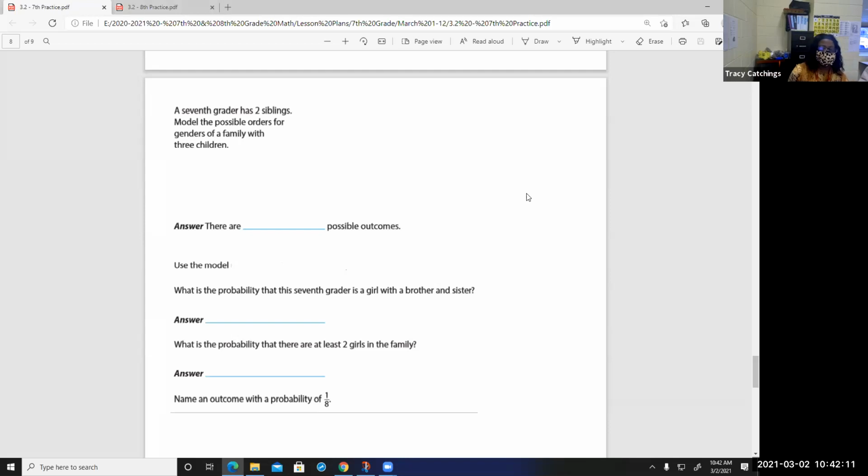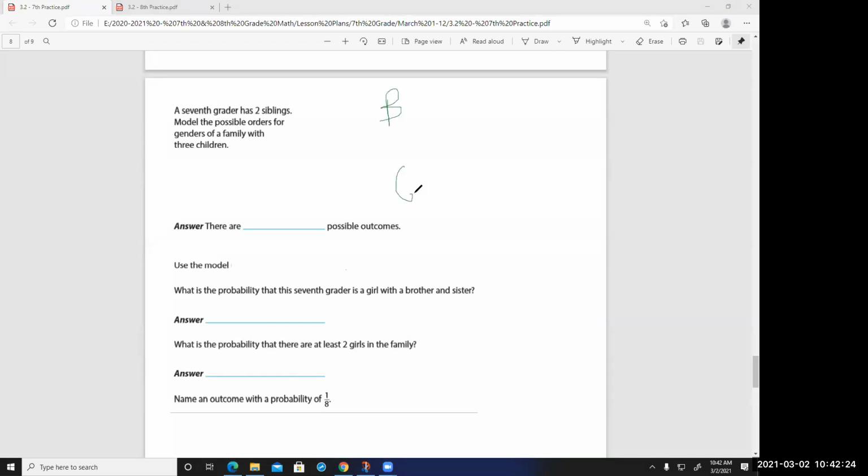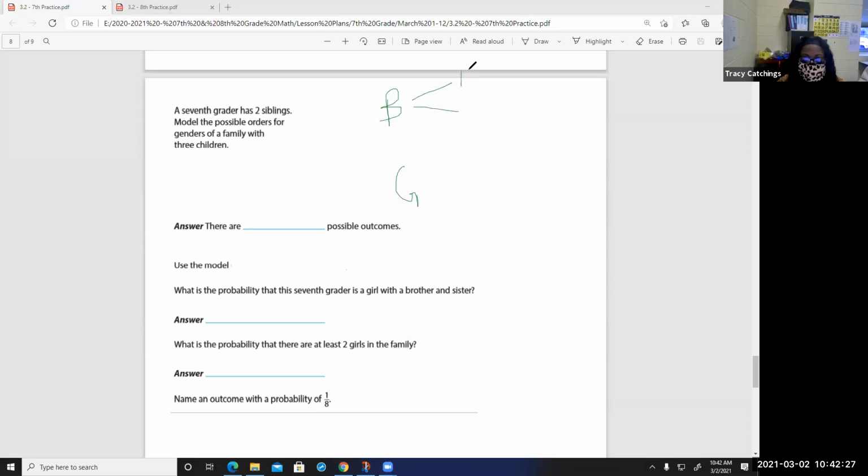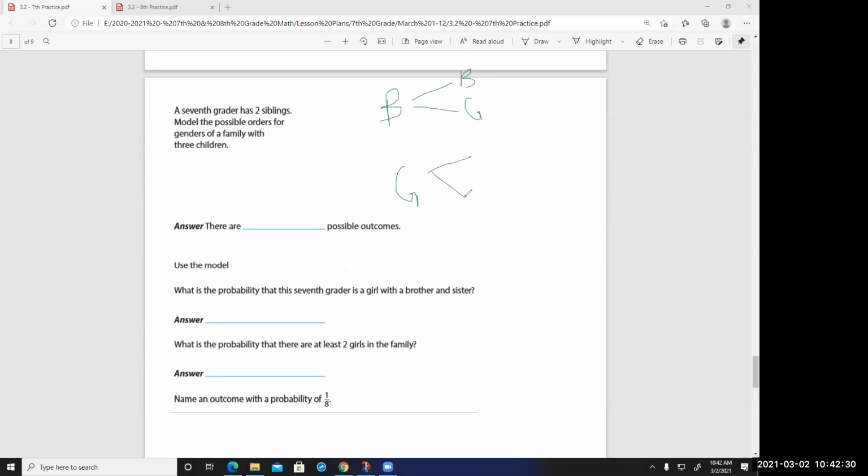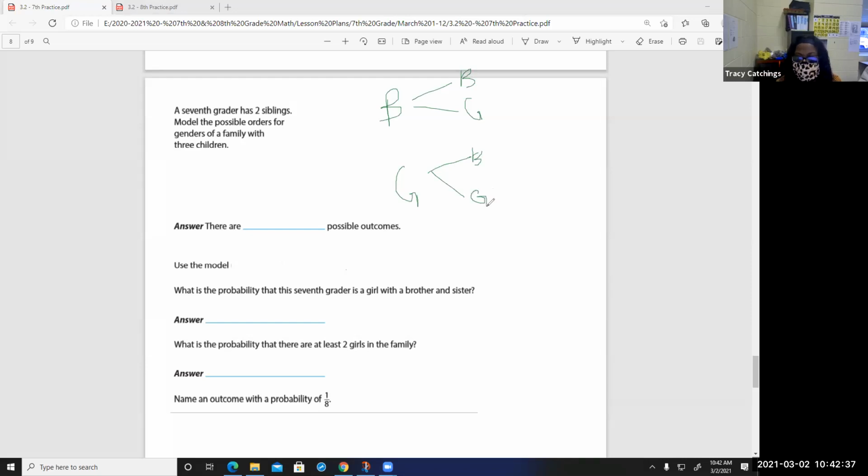All right, a 7th grader has 2 siblings. Model the possible orders for genders of a family with 3 children. All right, what are my options for a child? Good job. The second child. I'm gonna still go boy, girl. Do not go out of order. You're gonna get yourself confused. So then if I got 3 children, guess what? I'm gonna do it again. Boy, girl, all the way down. I like to keep that same pattern. When I start going against the pattern, that's when I do something different.